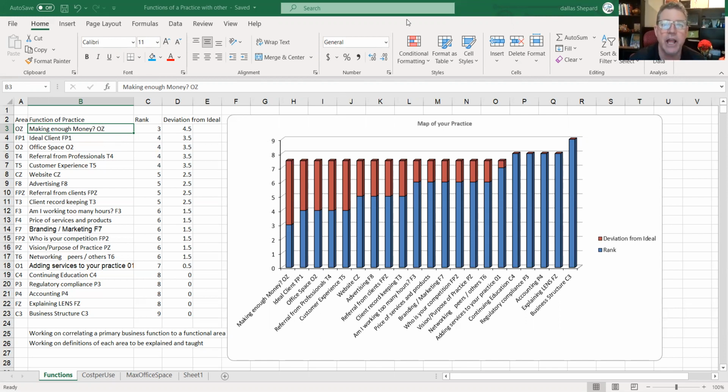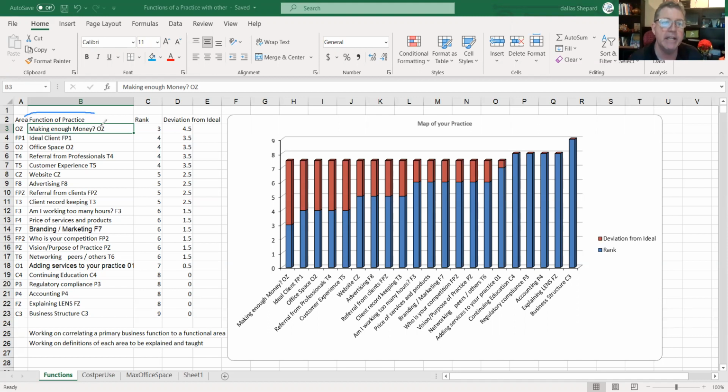Over here on the left, we have the functions of the practice. I've called them OZ, FP1, O2, T4, just to put it into the context of a lens map following the 1020 system. We can change this or add to it, but I thought it was innovative to be able to connect to a lens map. Each one of these areas has a different function associated with it.